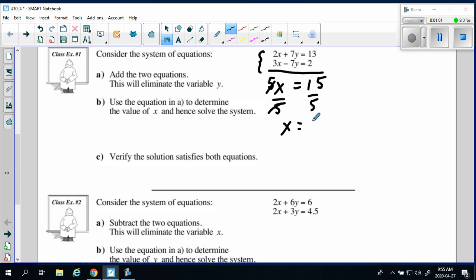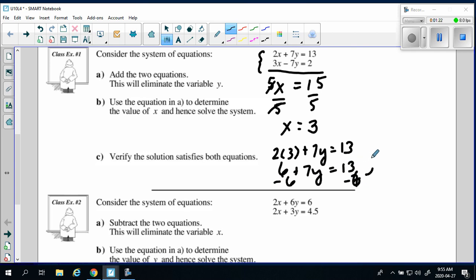X equals 3. And then we can go back and solve for our y afterwards. So you can use either this equation or this one, it doesn't really matter. I guess I'll just use the top one. So 2 times 3 plus 7y is equal to 13. 6 plus 7y is equal to 13. We can minus 6 from both sides. You end up with 7y is equal to 7 and y is equal to 1. So your final answer then would be that x is 3 and y is 1.